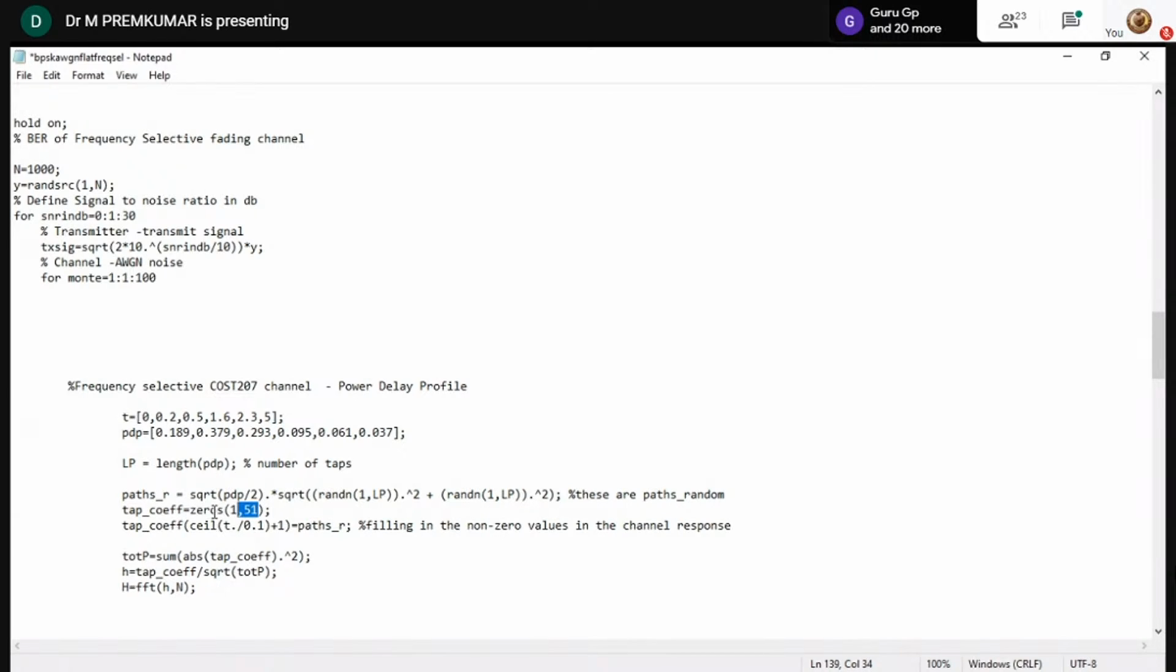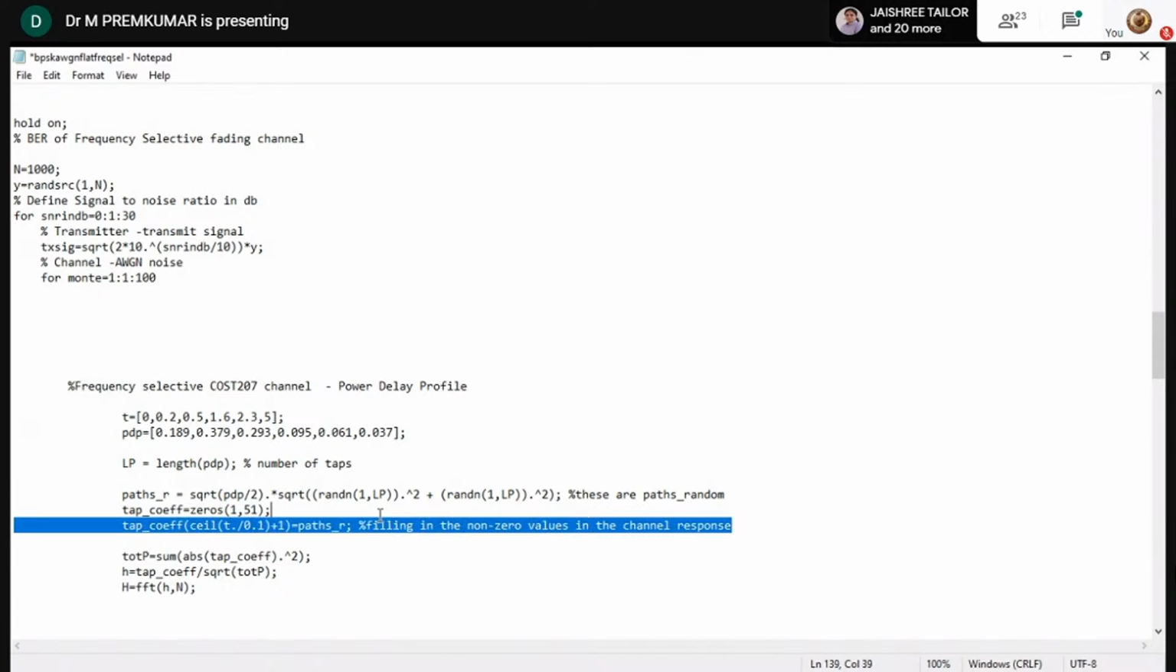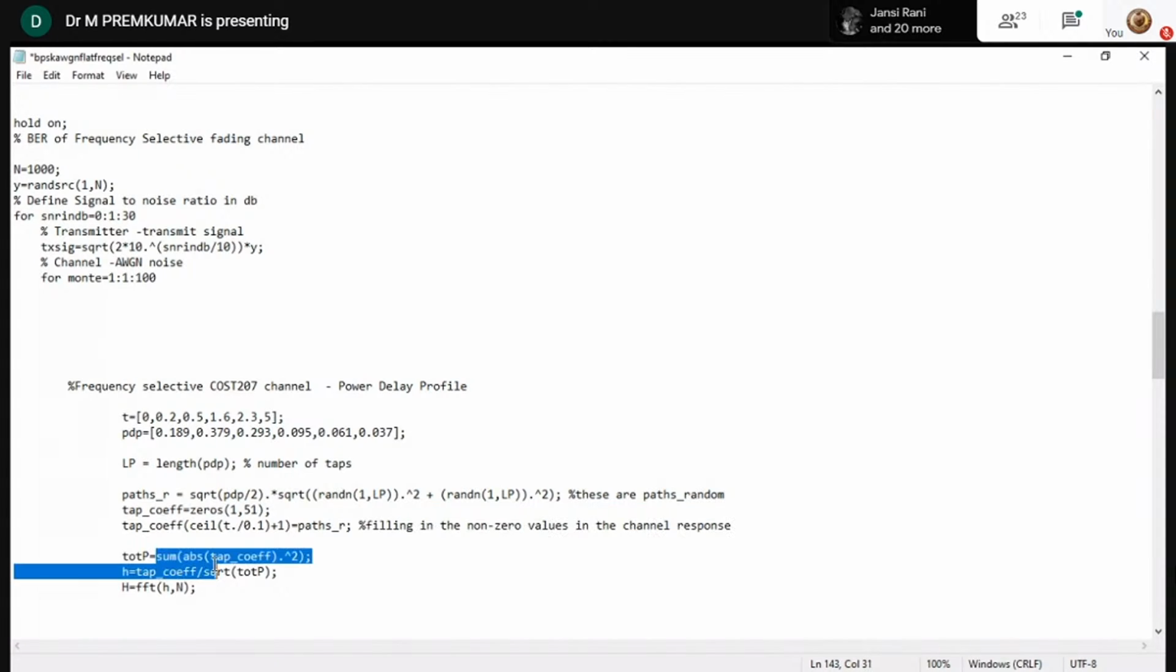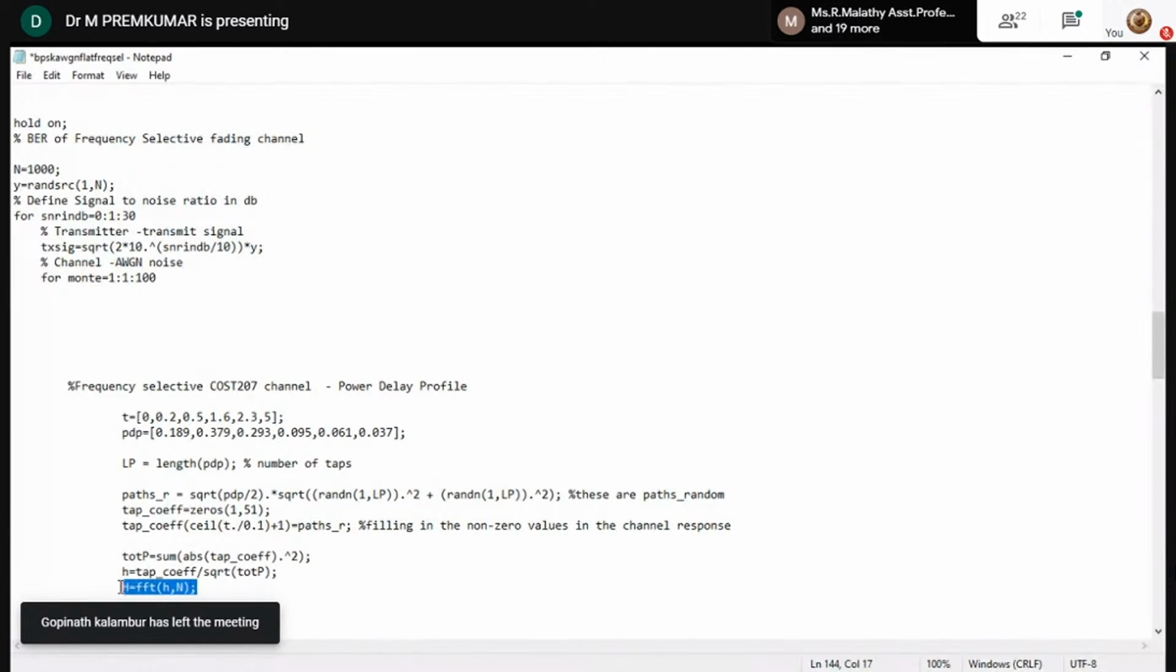So the tap coefficients are found, and the non-zero values of the channel response are filled into these tap coefficients. We are converting this into a proper integer-like representation, not a fractional one. Then we add all the powers for each and every path, and we find the impulse response value. This is the normalization by the square root of the total power. And if you want to observe it in the frequency domain, you can take its FFT.